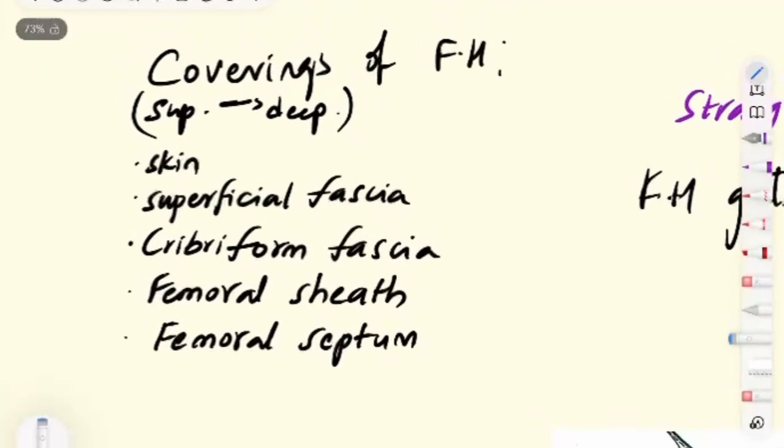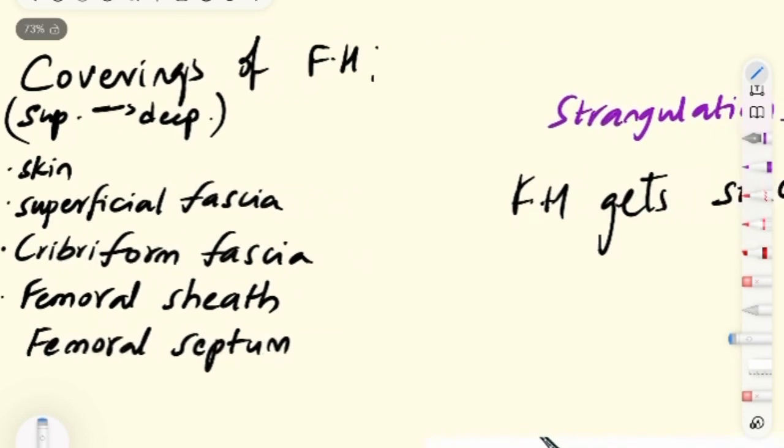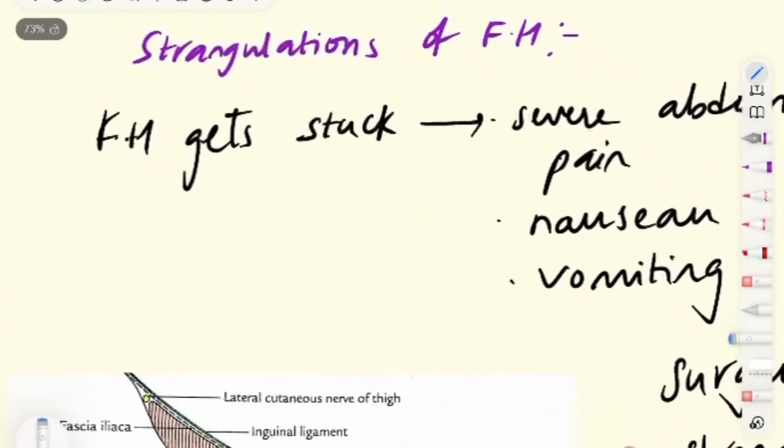Now, let us talk about the coverings of the femoral hernia from superficial to deep. It is covered by skin, superficial fascia, cribriform fascia, femoral sheath, and femoral septum. Right. Now, let us talk about the strangulation of femoral hernia. Strangulation means basically getting stuck.